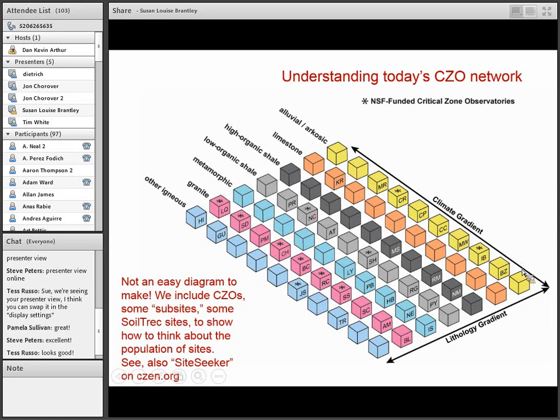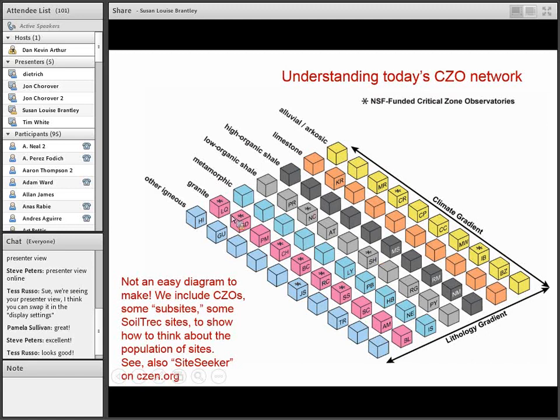So the network itself includes people, ideas, data, tools, and models, and we're driven by hypotheses, and you'll be hearing about questions of hypotheses from Bill. I think it's useful to think about what we're doing and some of the tensions involved.